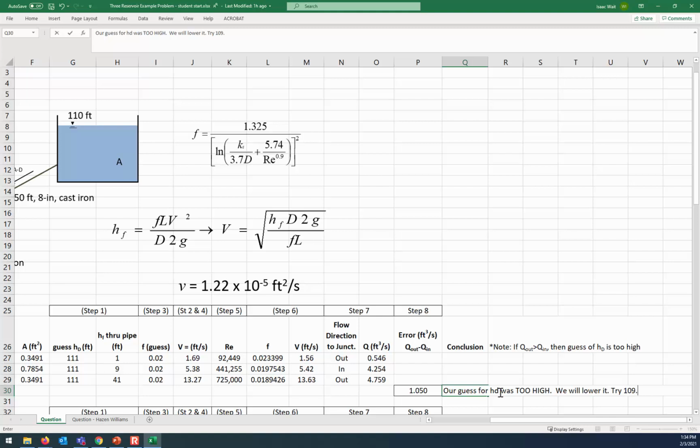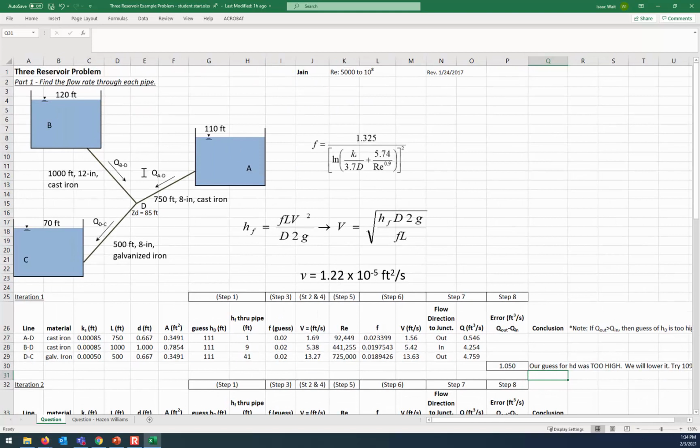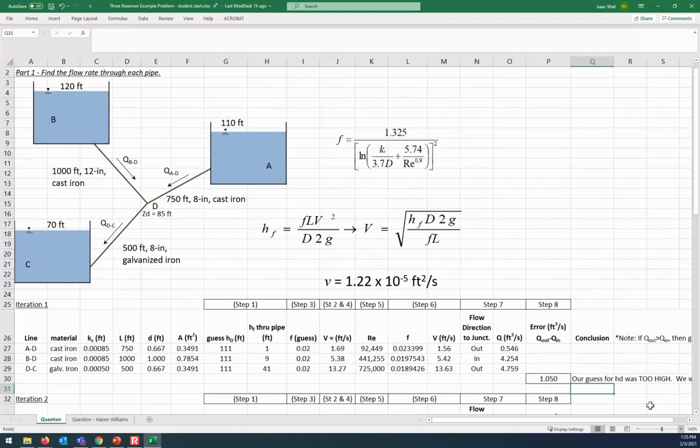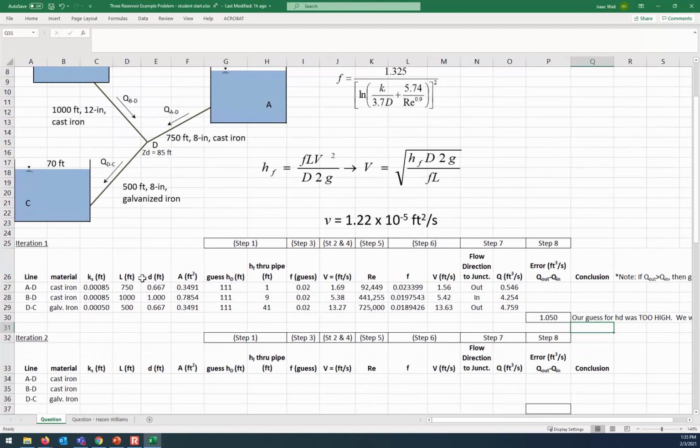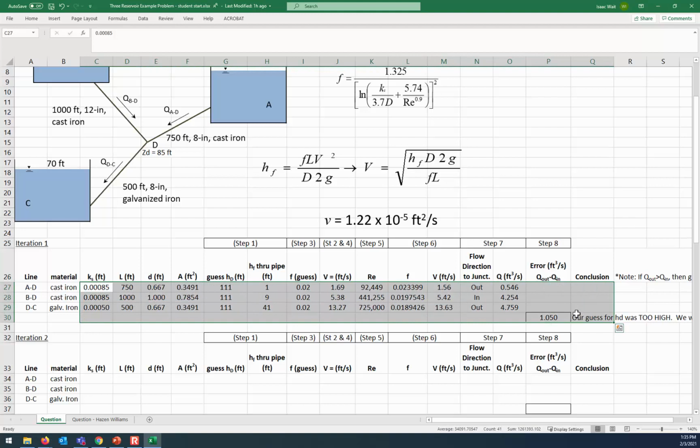109. Now we have to be careful though, because when we try 109, that's going to change the flow direction from A towards D. So before, in our earlier guess, the water was going from the junction towards this middle tank. If it's 109, then that's going to adjust the flow direction. So we'll be able to copy and paste most of what we've done already, but we're going to have to make some manual updates along the way. All right, so let's get into that. I'm going to copy all of this. You can do the same.